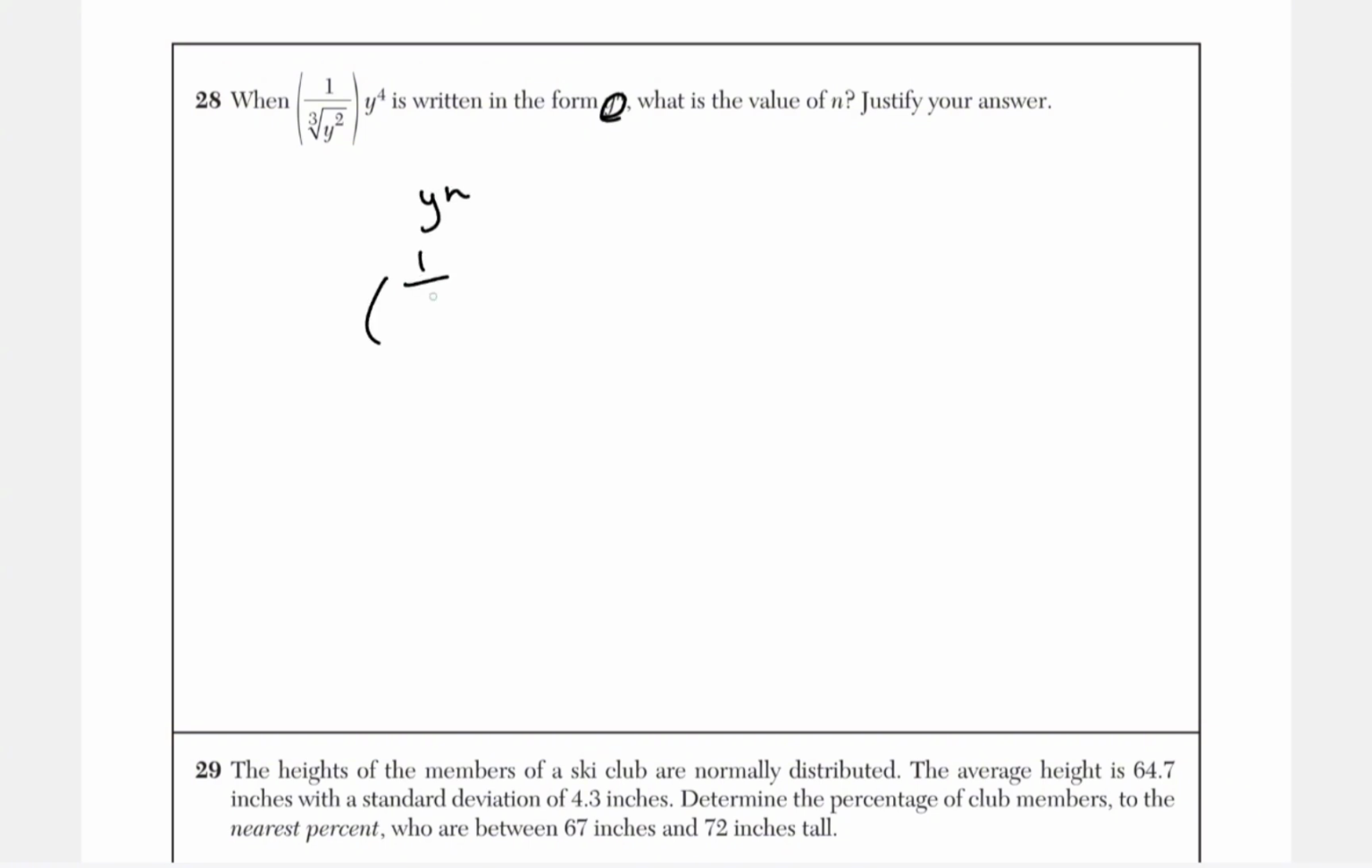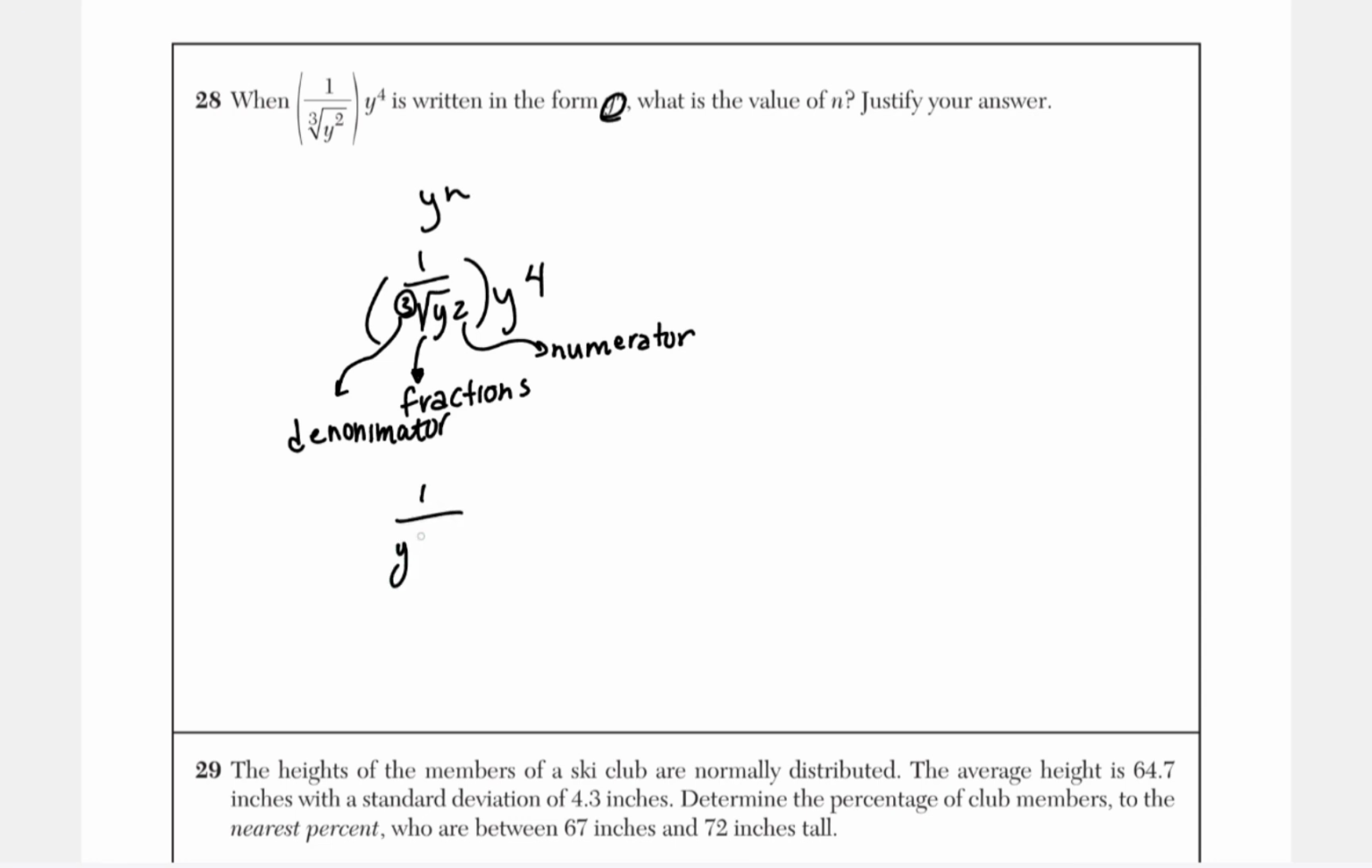So our original form is 1 over the cube root of y squared times y to the 4th. First things first, we talked about this in the previous video. I want to take this and make it into fractions. So we know that our root is going to become our denominator, and our power is going to become the numerator. So this is going to be written as 1 over y to the 2/3.